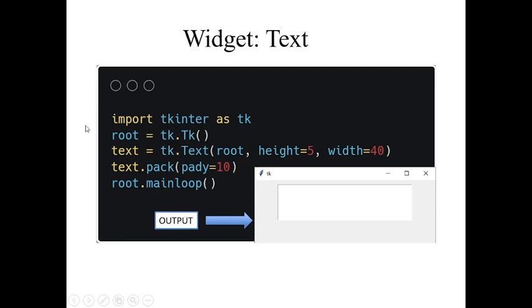Let's see the output. This is the output. The height is 5, the width is 40, so 5 by 40 is the size of this text box, and the position is pady 10, which means from the y axis it is 10 points down.